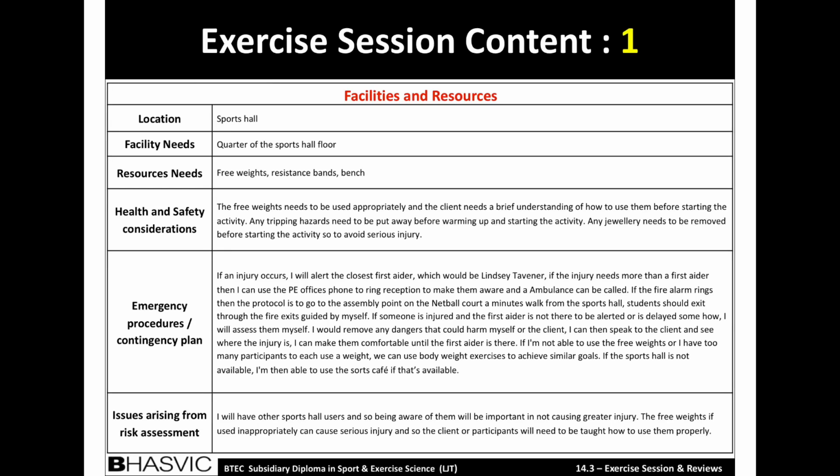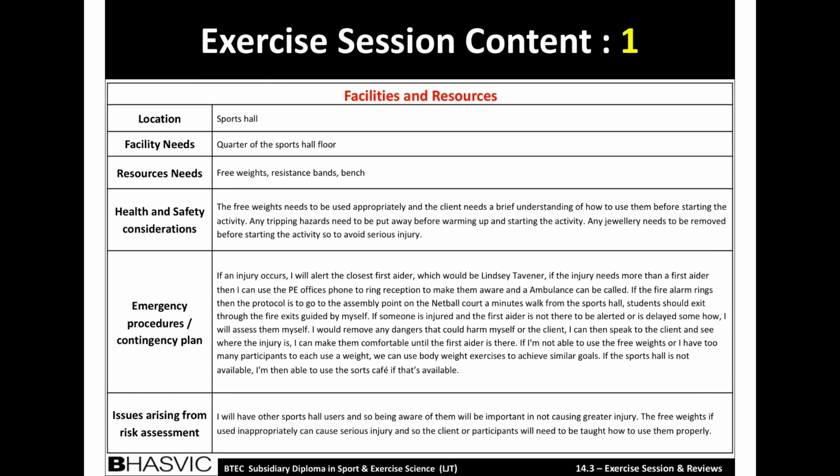If I'm not able to use the free weights or I have too many participants for each to use a weight, we can use body weight exercises to achieve a similar goal. If the sports hall is not available, then I'm able to use the sports cafe upstairs if that's available.